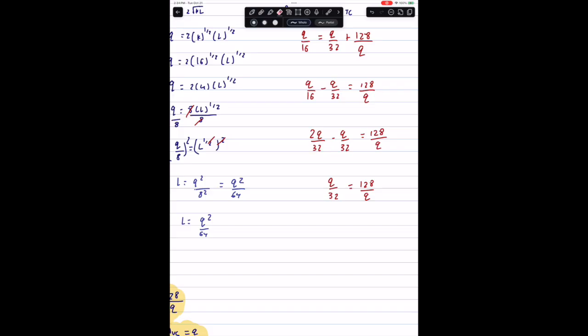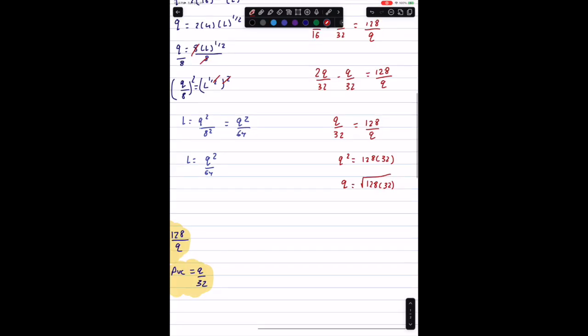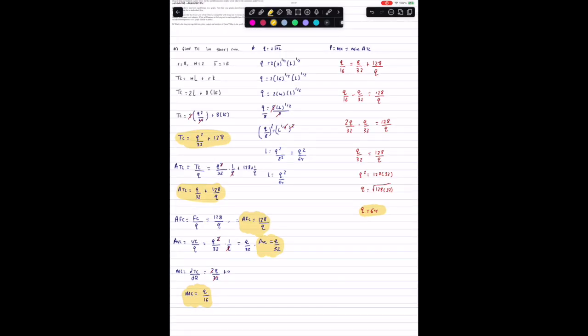We know we can cross multiply. We'll get Q squared is equal to 128 times 32. Q is going to be equal to the square root of 128 times 32, because we're just going to square root both sides. And just putting this into your calculator, the level of Q which minimizes average total cost is equal to 64. Perfect. And that's part A of the question done.